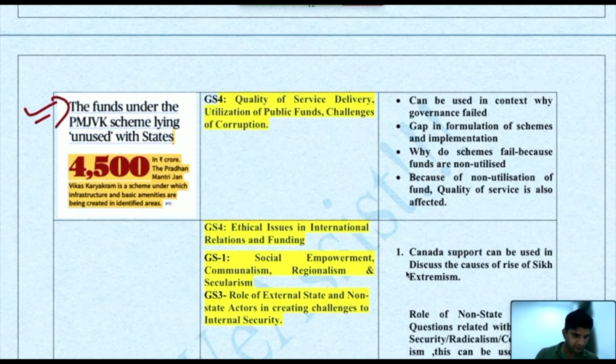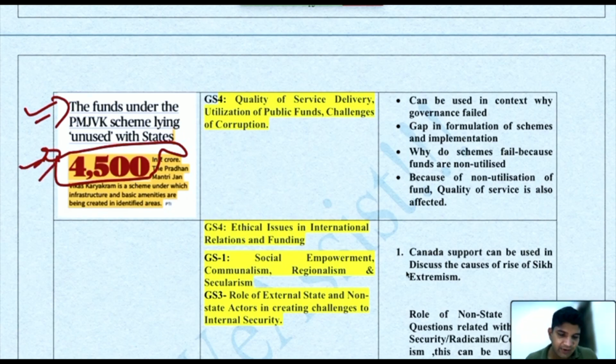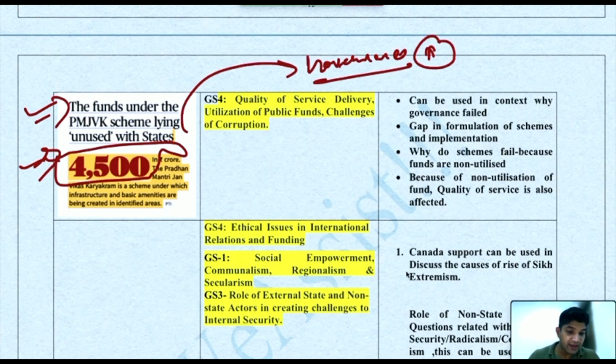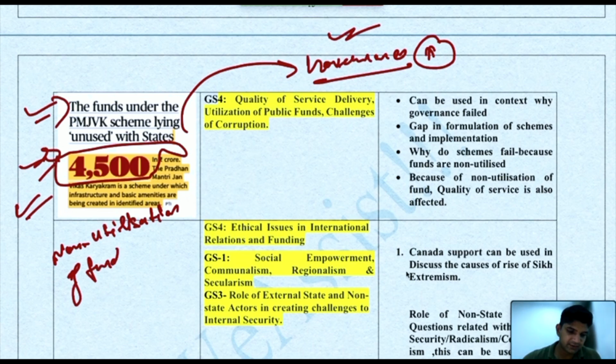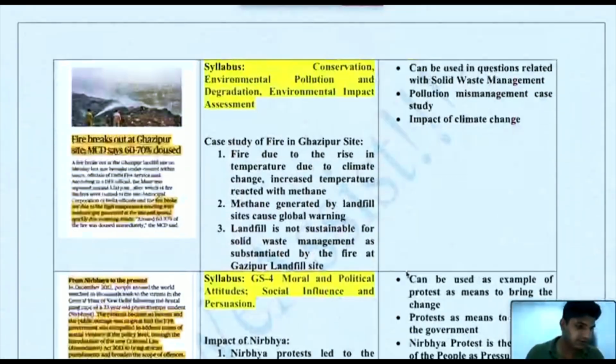This PMJVK scheme, under which 4500 crore of funds were unutilized. When you have unutilized funds, the biggest impact will be on your governance. So if a question comes, what are the factors which cause the failure of governance, non-utilization of funds is one factor. So if you remember this fact, you have a point in your mind: non-utilization of funds is one of the examples in failure of governance, and there you can use this, interchangeably.